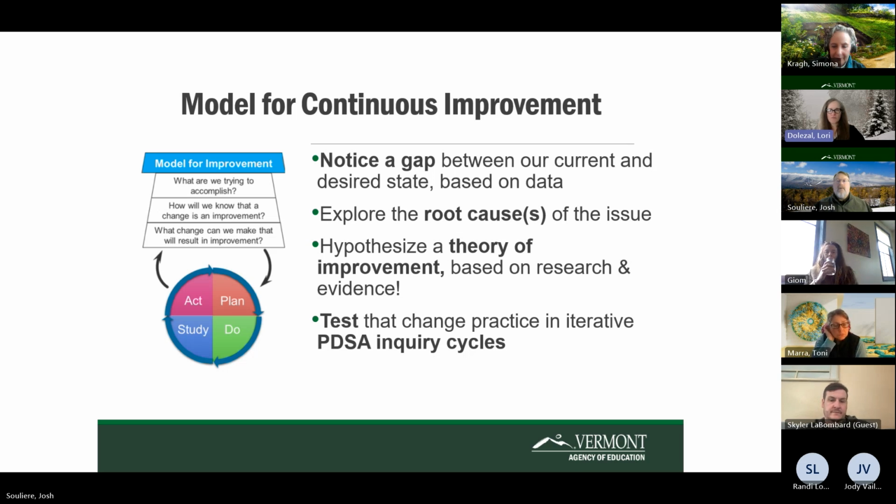So we'll get started providing this overview of our model for continuous improvement and how it relates to the needs assessment. So our continuous improvement model, as many of you already know, is based on the graphic you see on your screen. So it's based on an improvement science approach, and it contains three overarching questions.